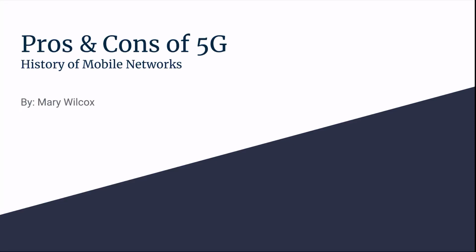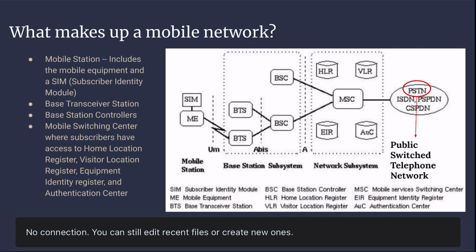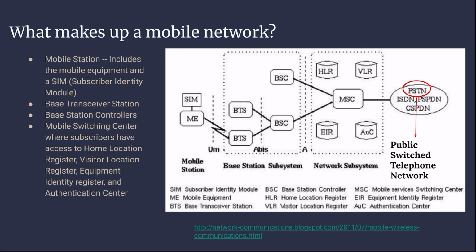All right, so I did the pros and cons of 5G, and I also looked into the history of mobile networks. Okay, so first, what makes up a mobile network? On the right, we have a tree diagram of a mobile network. It starts off with the mobile station, which includes the mobile equipment and a SIM, which is a subscriber identity module. And it shows the subsystems that connect that mobile equipment to the public switch telephone network.